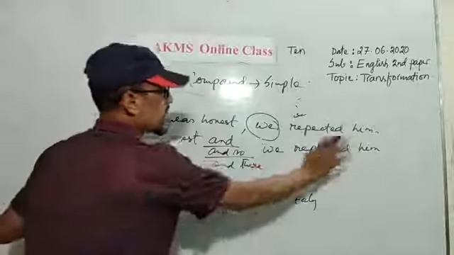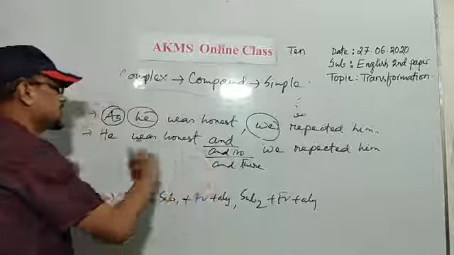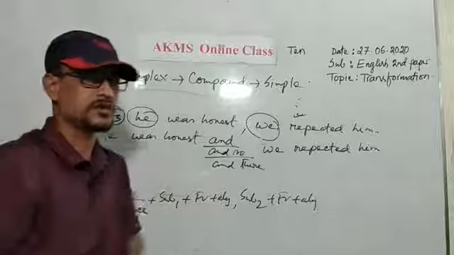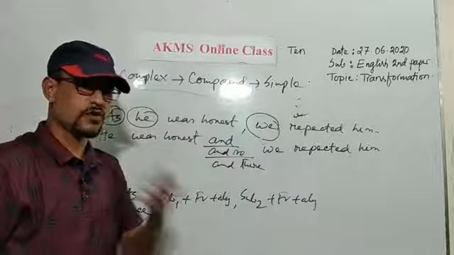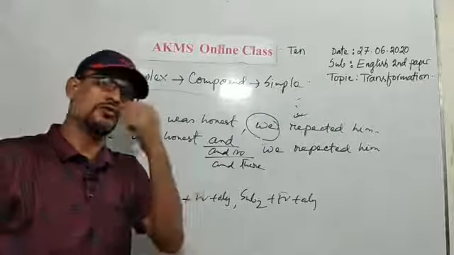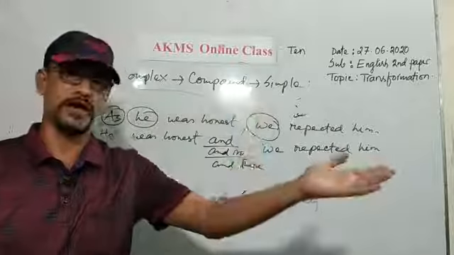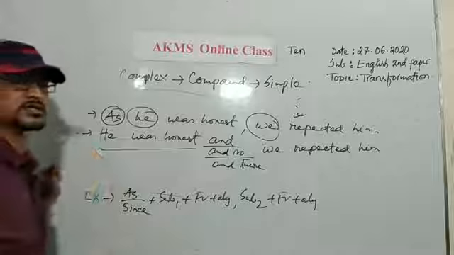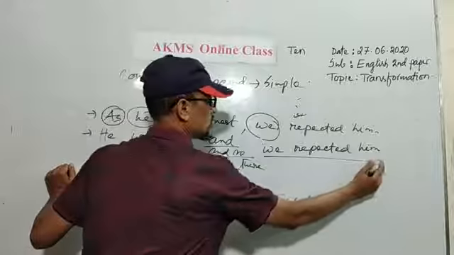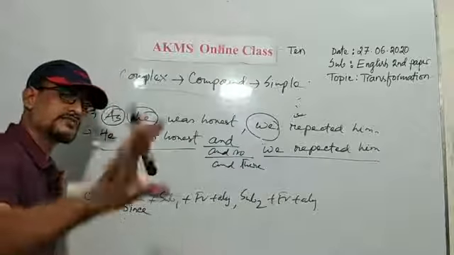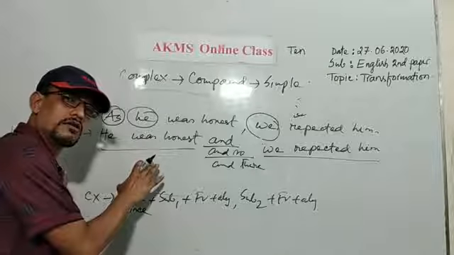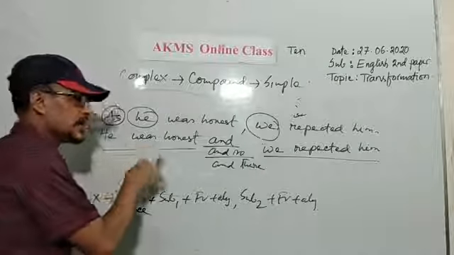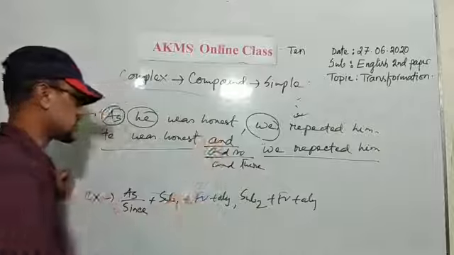You cannot write we respected him and he was honest. For our respect, he was not honest. For his honesty, we respected him. Okay? So, this action was held first and then that action. In a compound sentence, the first action will be in the first place and then the second action.